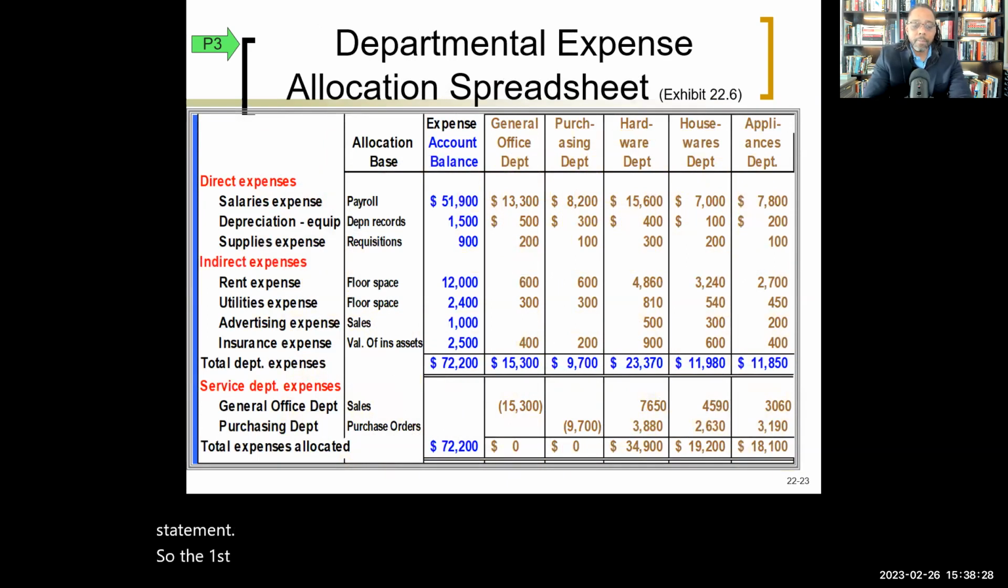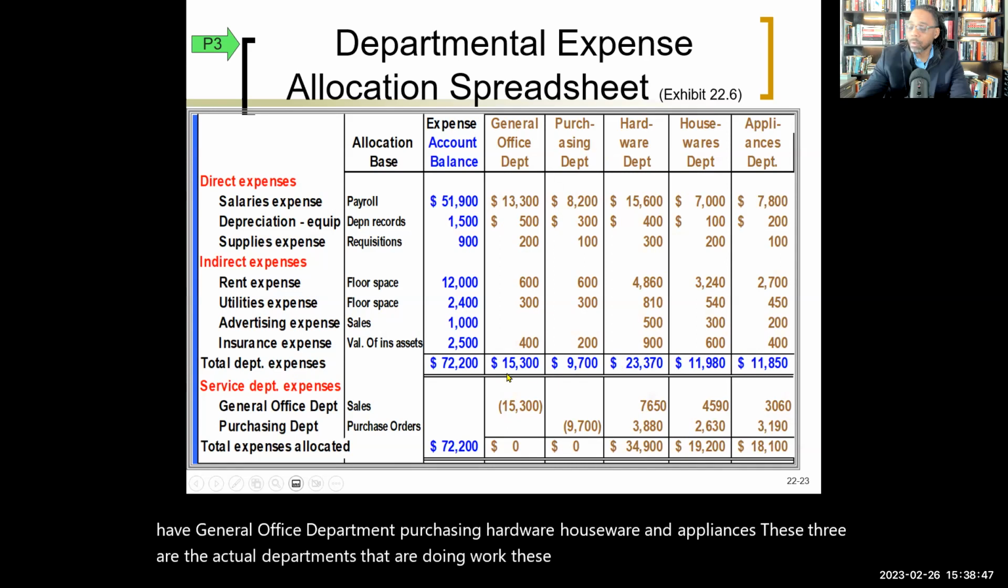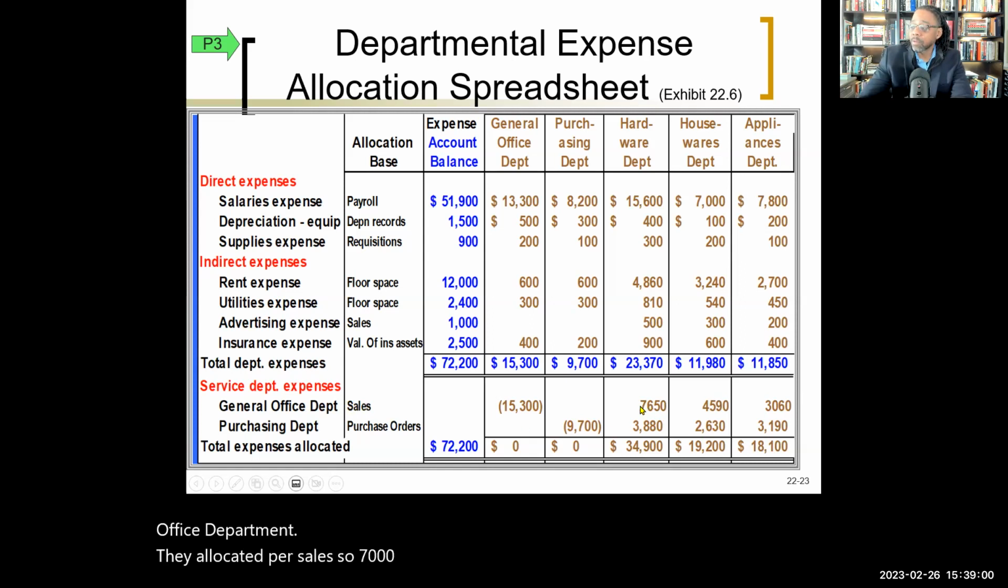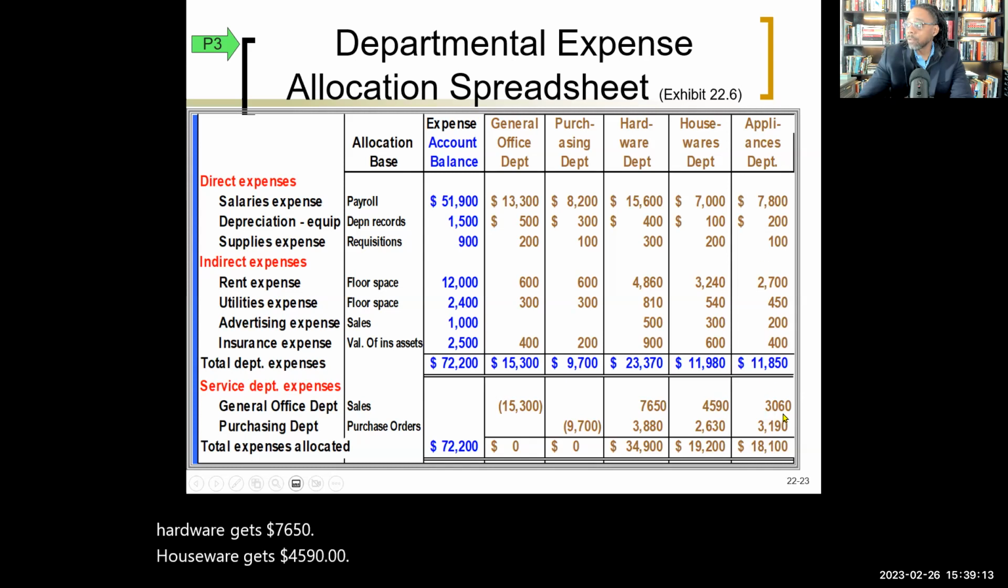For the first step, we have direct expenses and indirect expenses for all the departments. We have the general office department, purchasing, hardware, houseware, and appliances. These three are the actual departments that are doing work. These are indirect departments, so we want to allocate these two across these three. If you see, they've done it here: the general office department allocated per sales. $7,650 goes to hardware, $4,590 goes to houseware, and $3,060 goes to appliances.